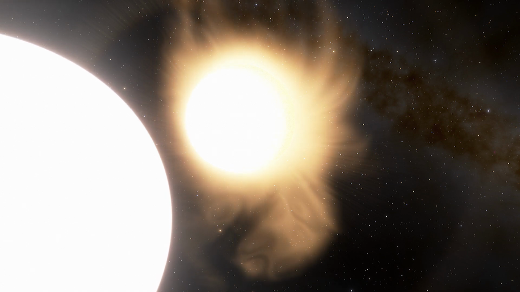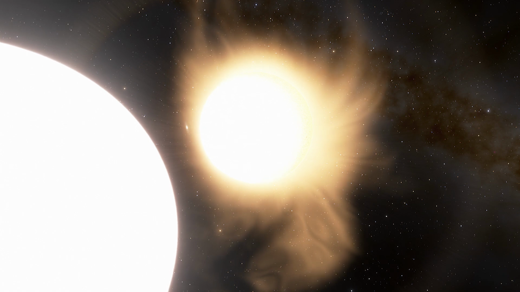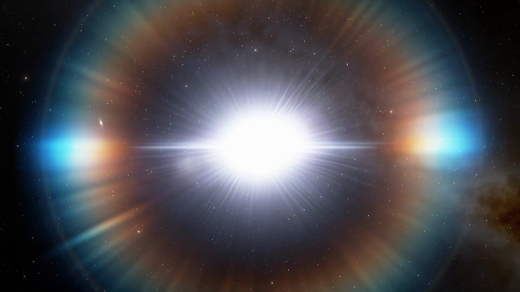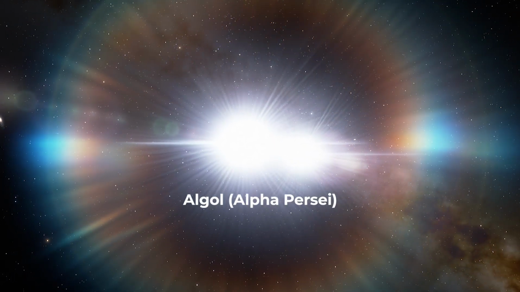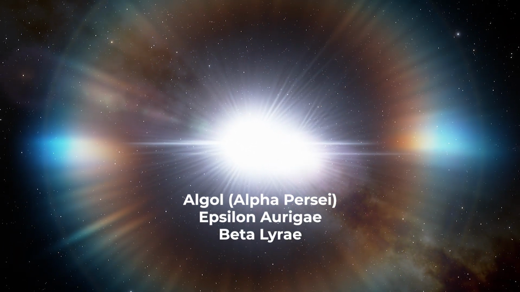HR5171B orbits its host star every 1,300 days. Such a system is known as an eclipsing binary. Famous examples of similar systems are the star Algol, Alpha Persei, Epsilon Orionis, and Beta Lyrae.